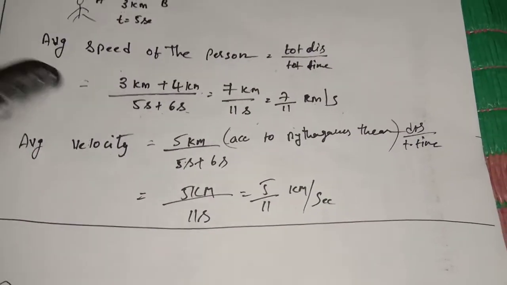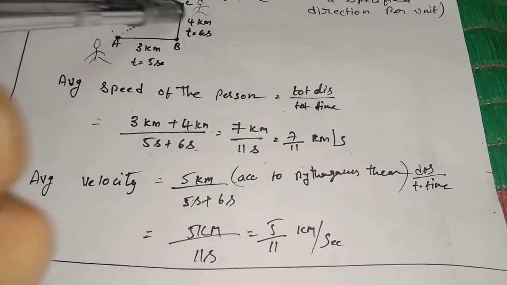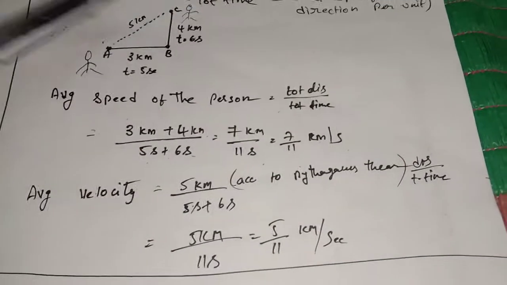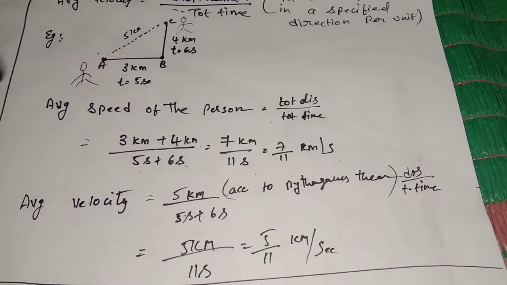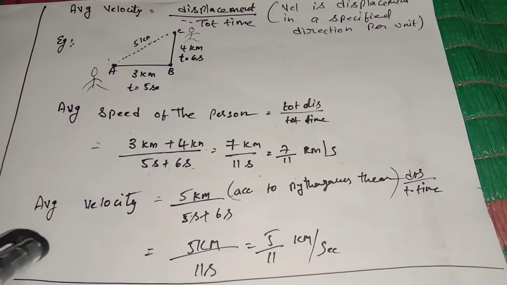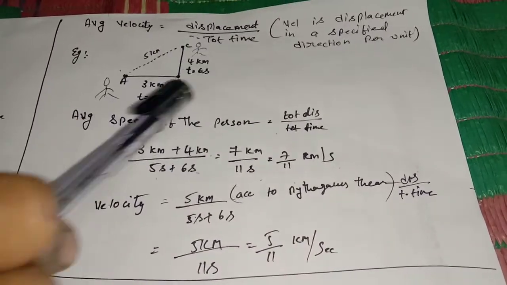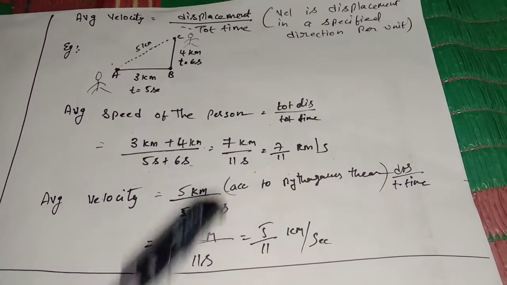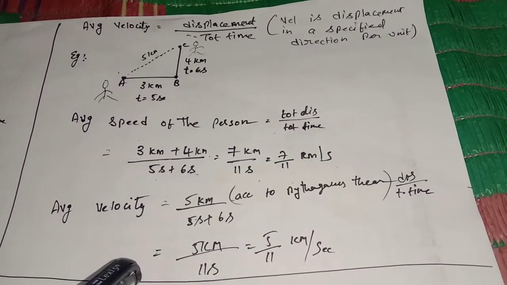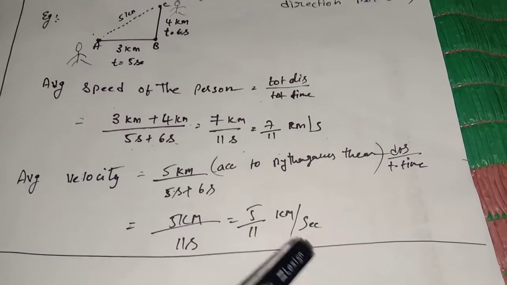Next, we got the average speed. Now we have to calculate the velocity. So for average velocity, how much is given here? 5 kilometers. This is nothing but the displacement, the shortest distance from point A to point C, according to the Pythagoras theorem. Then average velocity is 5 kilometers divided by the total time, 5 seconds plus 6 seconds, that is 5 kilometers by 11 seconds. So the answer is 5 by 11 kilometers per second.